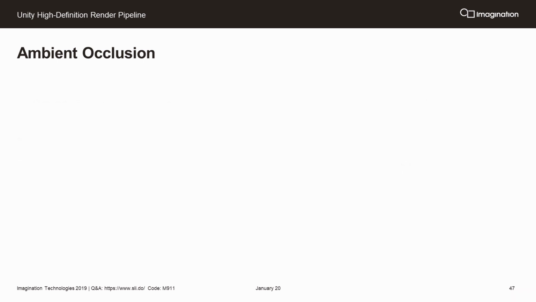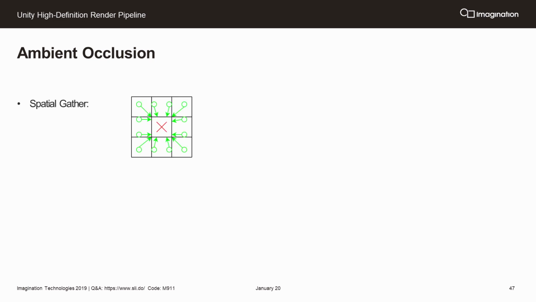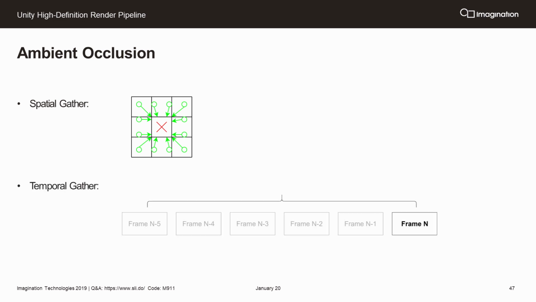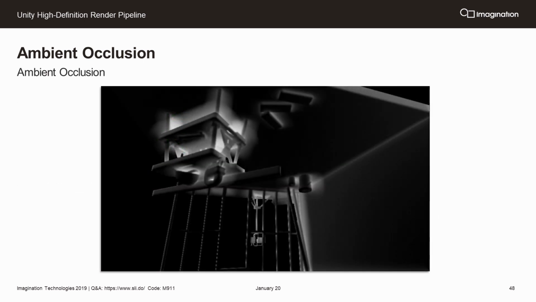Now, during the spatial gather pass, they consider samples from a 4x4 neighborhood with a single direction per pixel. And in the temporal gather, they alternate between 6 sample rotations for each frame and reuse samples from the 5 previous frames. This effectively gives us 96 combined samples for ambient occlusion. And here you can see the results after the spatial and temporal gather have been performed.